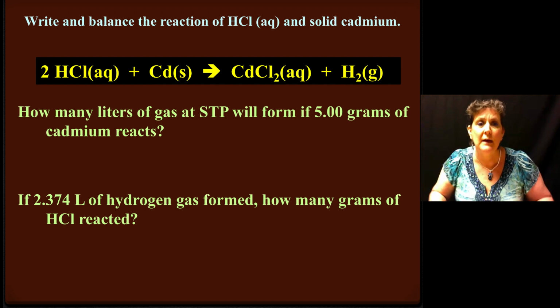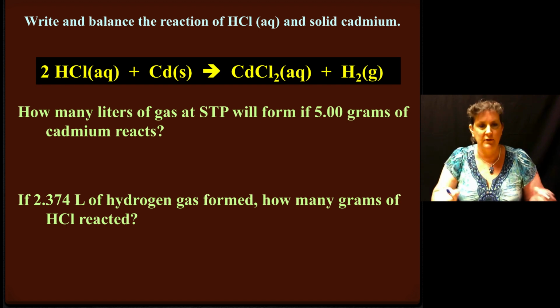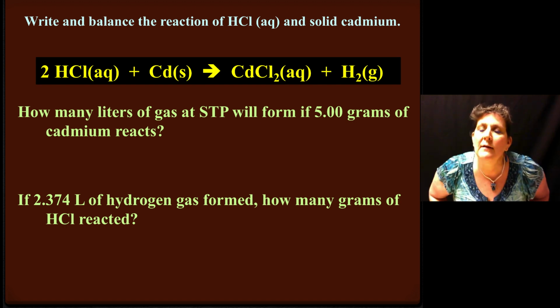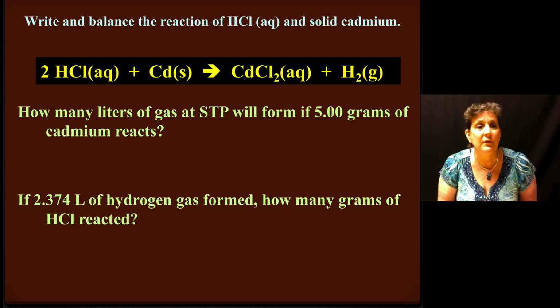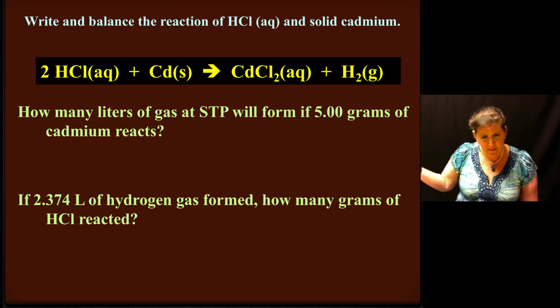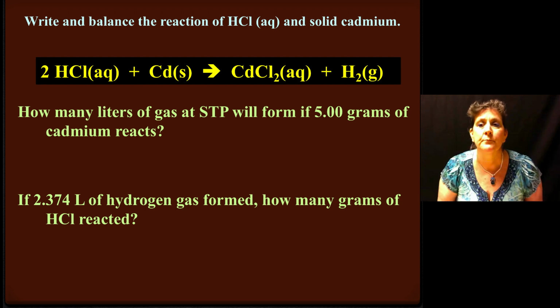It's stoichiometry. Stoichiometry means we're going to do a mole ratio. Let's go. Start with what we're given. What are we given? Well, 5.00 grams of cadmium. So let's start with that. Write that down. 5.00 grams of cadmium.